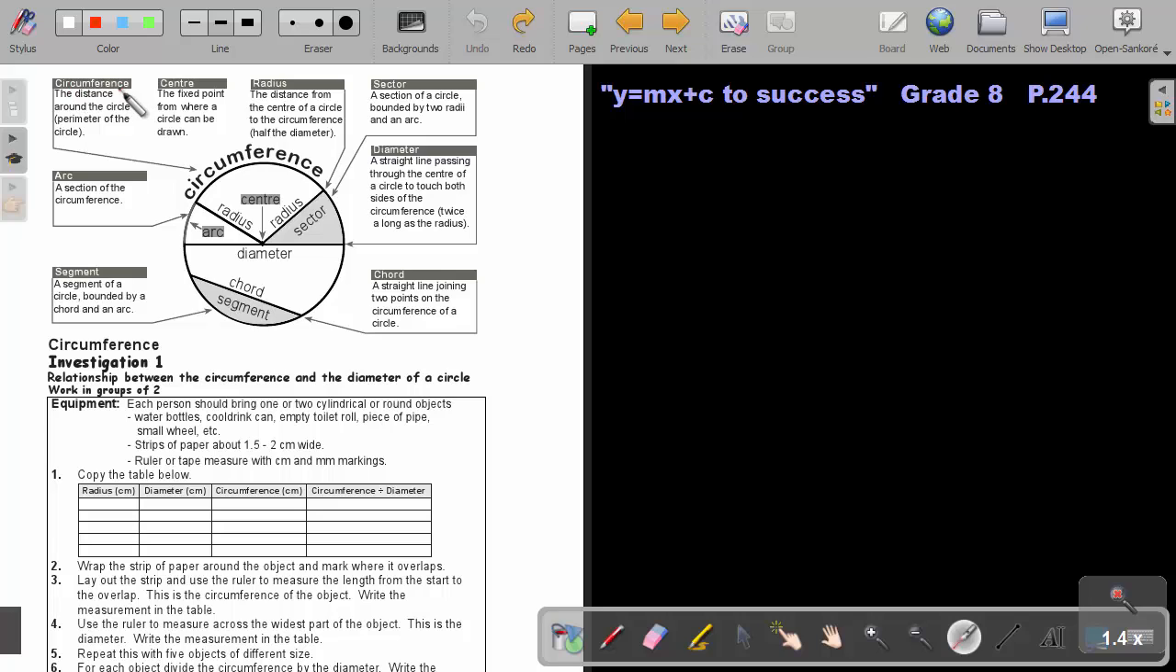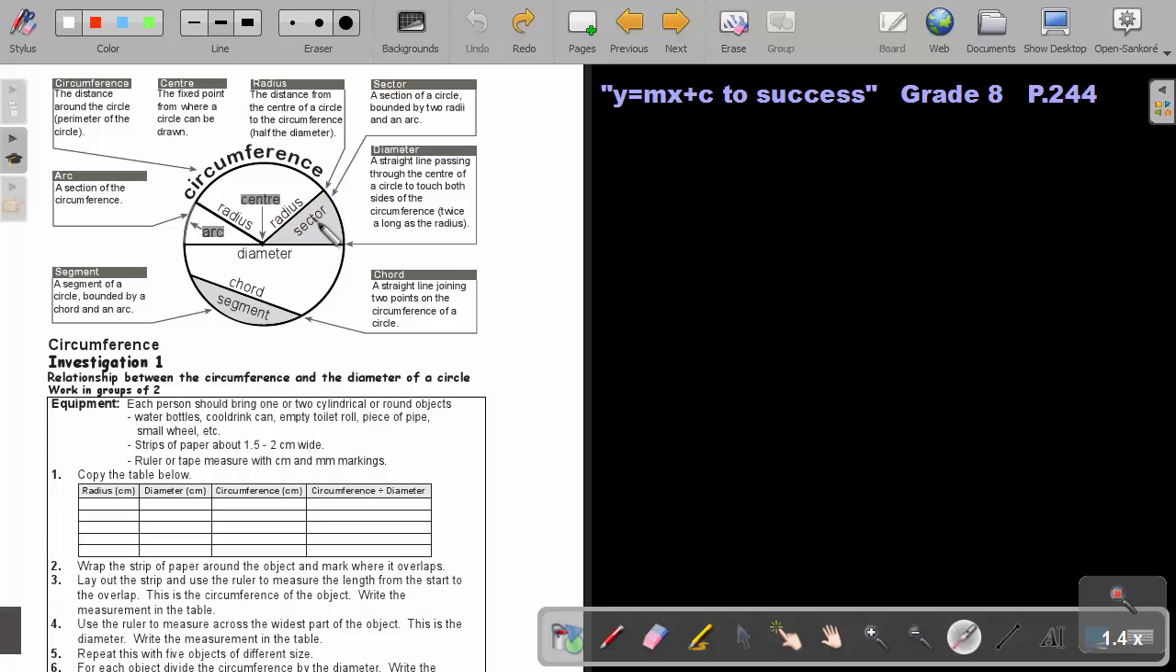The circumference, the distance around the circle, the perimeter of the circle. The center, there, the fixed point from where a circle can be drawn. The radius, the distance from the center of a circle to the circumference, from the center to the circumference.